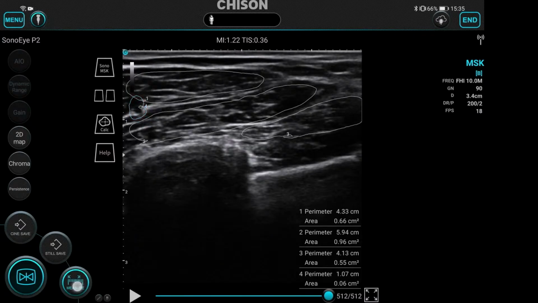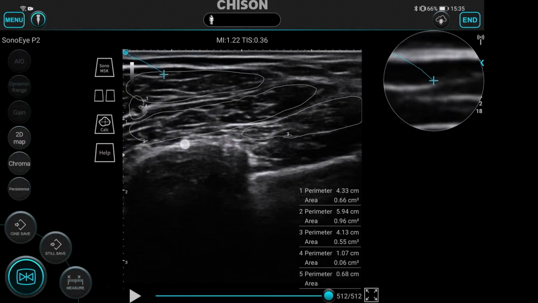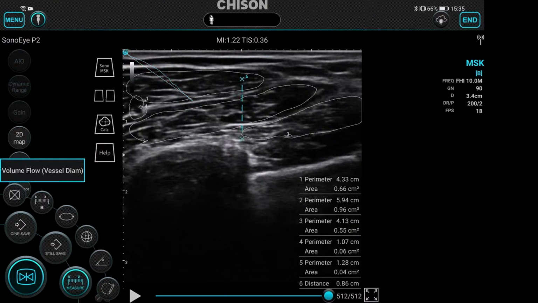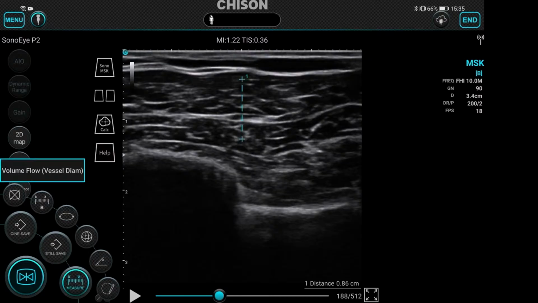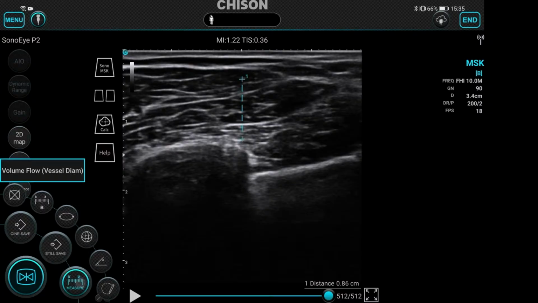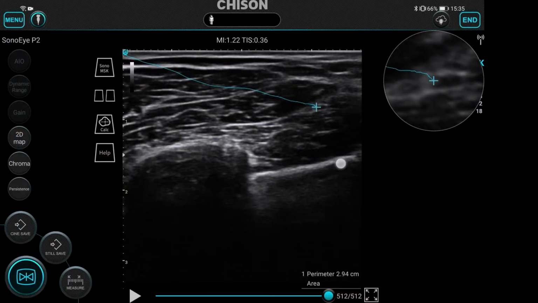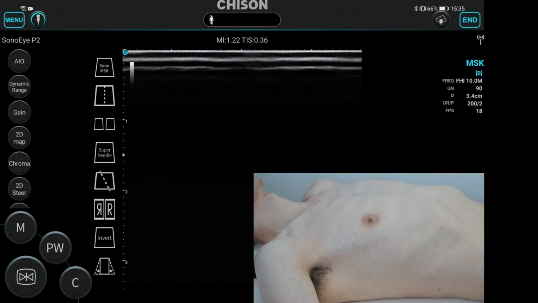So now for the PEC1 block, your needle will come from this side to over here to hydrodissect the interfascial plane over there, and then for the PEC2 block it will come, I think, over here. For the PEC2 block it will go over here. Okay, so this was the PEC1 and PEC2 block.